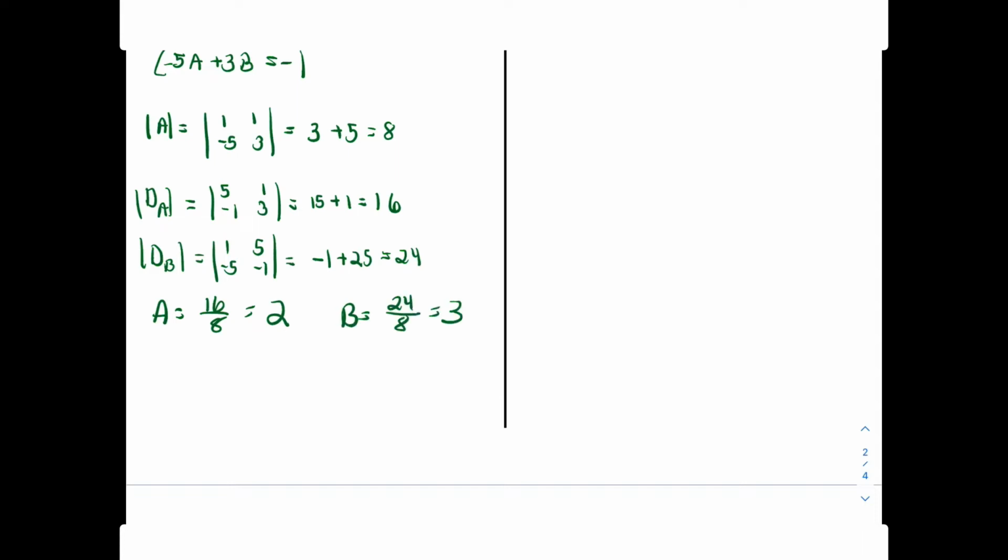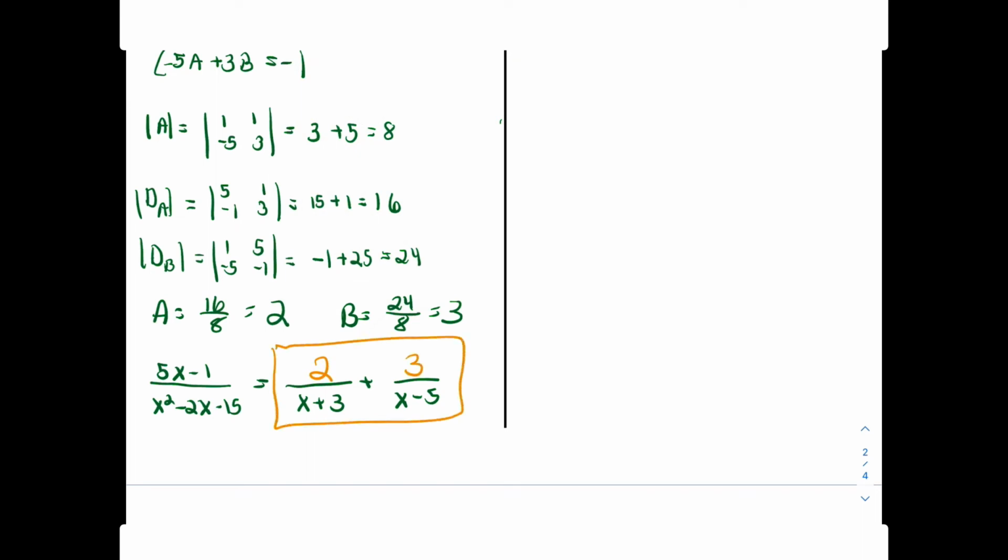So I'm going to go back to my original statement that I had written, my partial fraction decomposition written out, which was this statement here. And I'm going to replace my a with what I found it to equal, which is 2, and replace b with what I found it to equal in this problem, which is 3. And so 2 divided by x plus 3 plus 3 divided by x minus 5 is my partial fraction decomposition of this problem. And you're done.